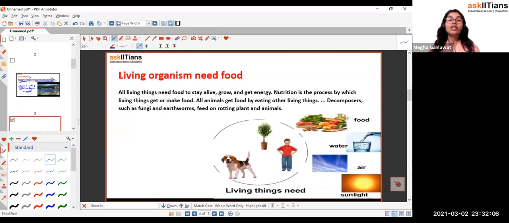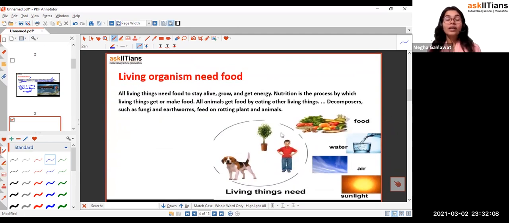Next thing is, living organisms need food. Well, it is quite obvious that we need food. Why? Not only because we feel hungry, but because food is a very prime source for us to obtain nutrients, vitamins, and the different types of carbohydrates, fats, lipids, and protein, in order for our body to grow as well. So that is extremely, extremely important.